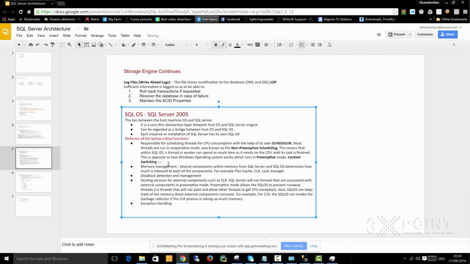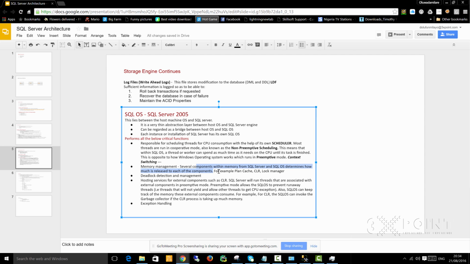So the other part is memory management. There are several components within memory from SQL Server and SQL OS, which determine how much is released to each of the components. For example, we have the plan cache, the CLR, and the lock manager. I know we talked about memory management for the Relational Engine before, but within that, SQL OS also does some memory management as well.